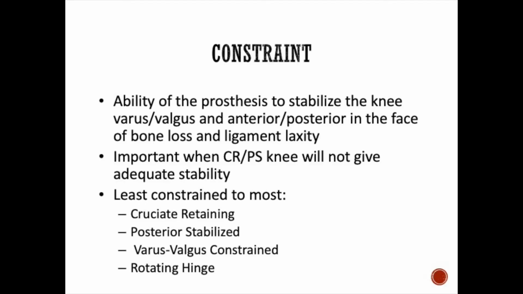So constraint to the knee is basically the ability of the prosthesis to stabilize the knee to varus and valgus stress as well as anterior and posterior force in the face of bone loss and ligamentous laxity. It's important when a cruciate retaining or posterior stabilized knee will not give adequate stability. Least constrained to most is cruciate retaining, posterior stabilized, varus valgus constrained, or what's called a constrained condylar knee, CCK, and then finally the rotating hinge.